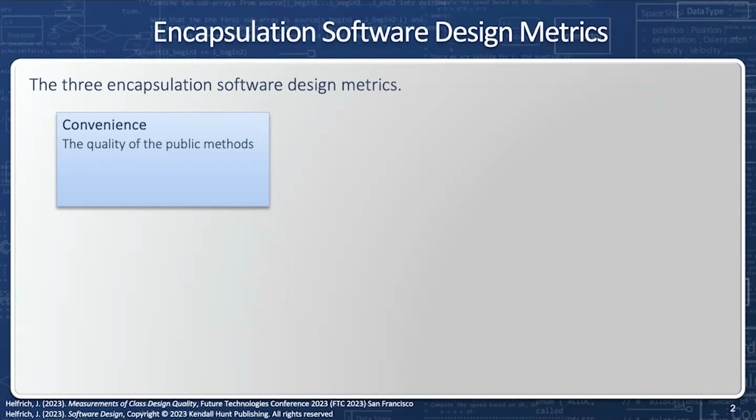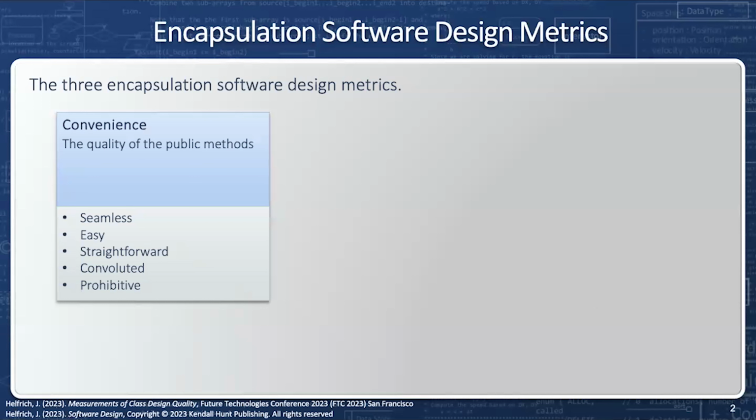There are 3 encapsulation software design metrics. The first is convenience, and this is the quality of the public methods. And we have 5 levels of convenience: seamless, which is most desirable; easy, straightforward, convoluted, and prohibitive. And each of these is a measure of how well the class integrates into the host application.